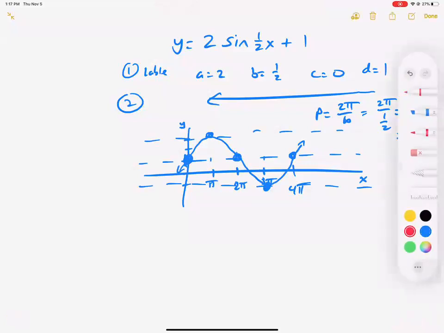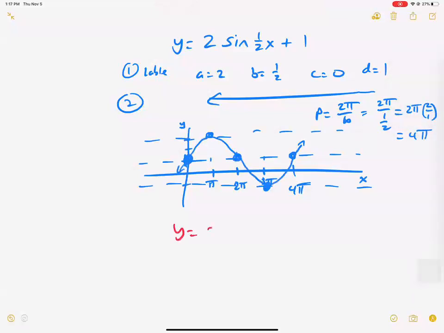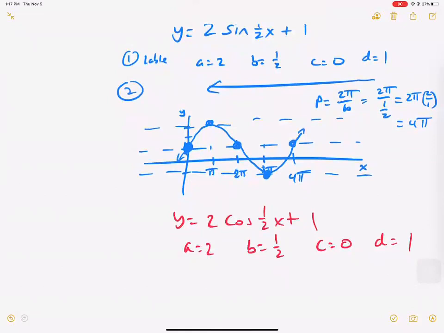If I want to graph cosine, y equals 2 cosine of 1/2 of x plus 1. The A is still 2. The B is still 1/2. The C is still 0. The D is still 1. All the characteristics, all the framework is still the same. The only difference, does anybody remember what the only difference is with cosine? Instead of starting at 0, where do we start off at? It's like a V shape-ish, right? So we start off at the amplitude.